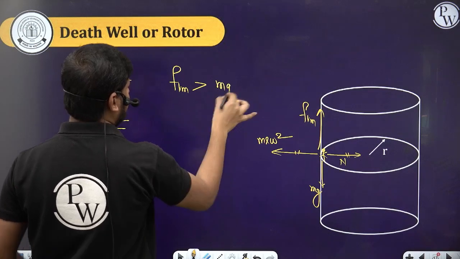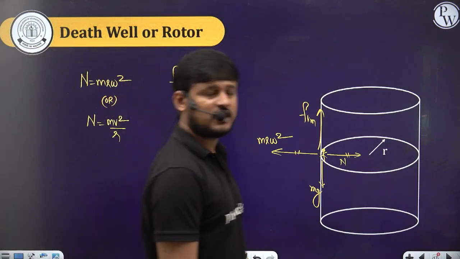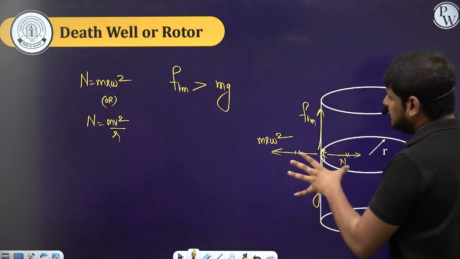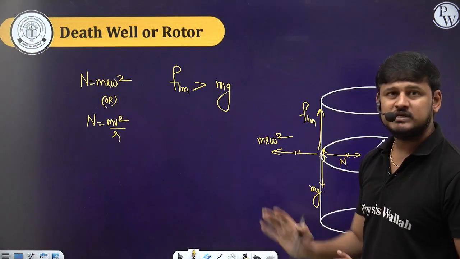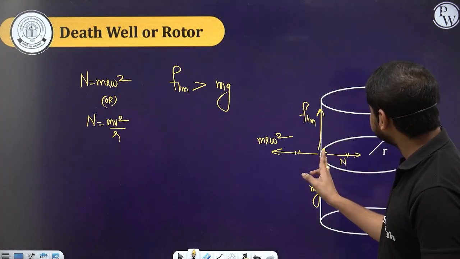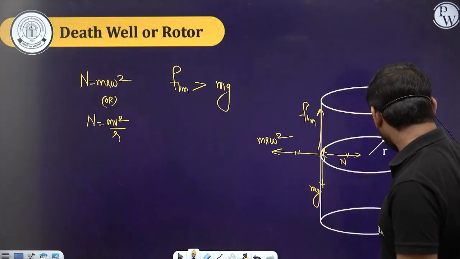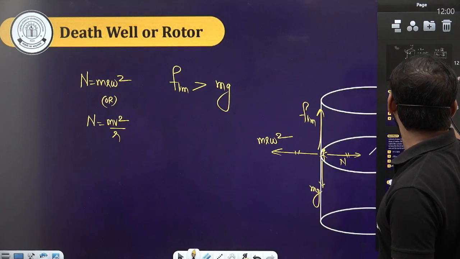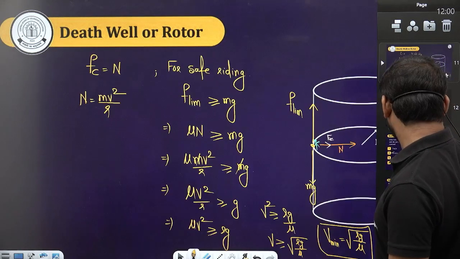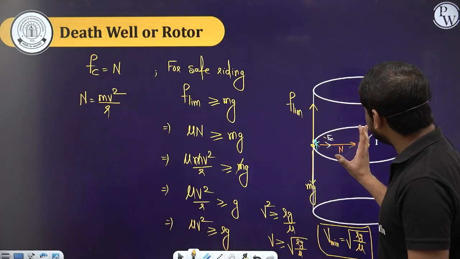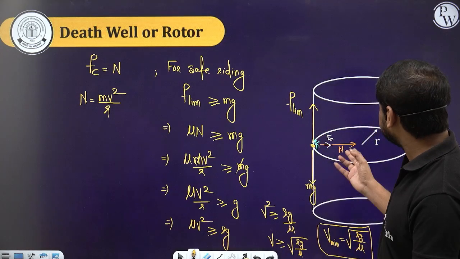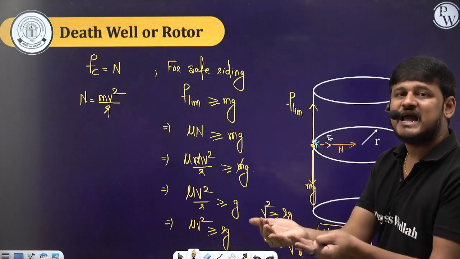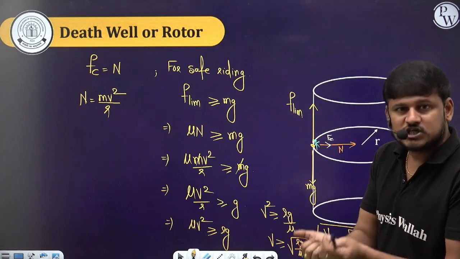So again you can do the same calculation for the death well or rotor. Whether you consider the centripetal force or centrifugal force, the formulas are going to be the same. Yes or no? So here the centrifugal is this side, but in the previous case, while solving the derivation, we took normal acting towards the center and centripetal force also acting towards the center. So some other force will act as the centripetal force. That's what we discussed, right?